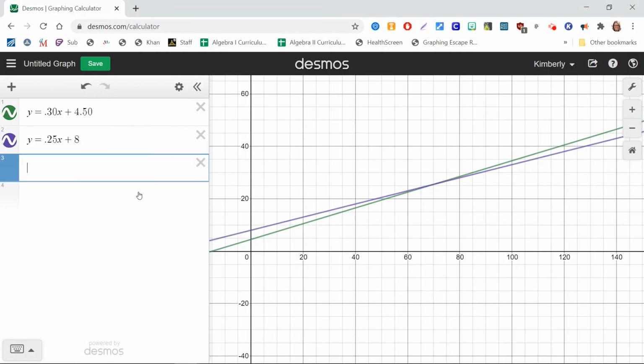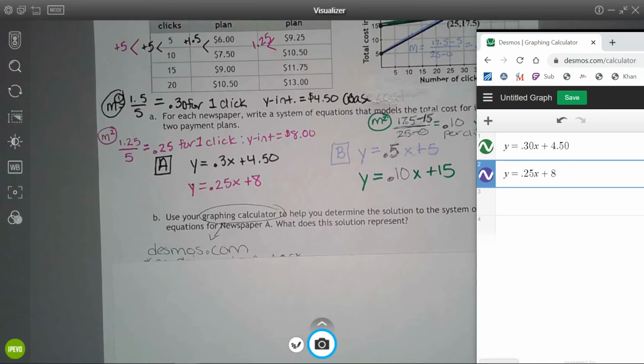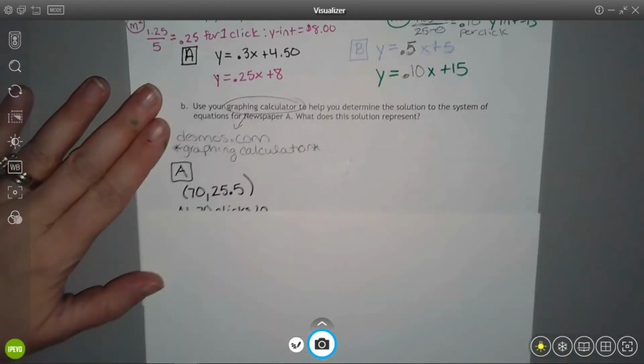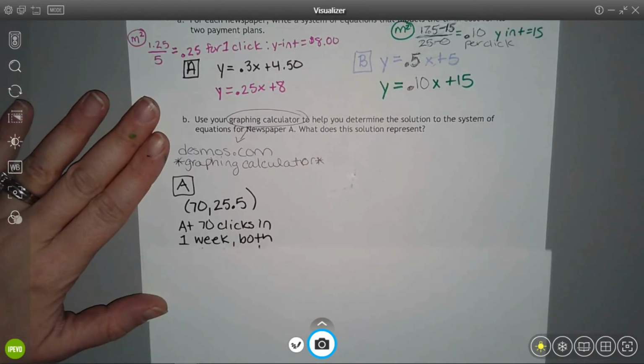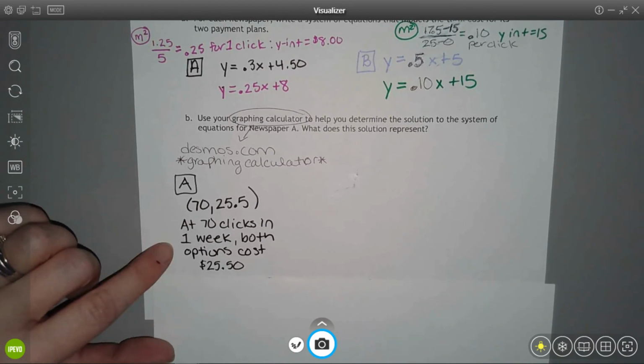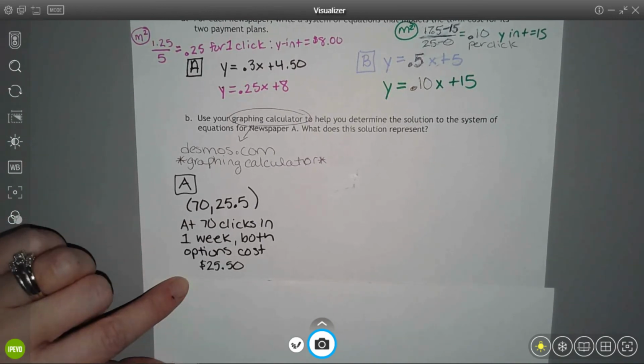Okay, so we can see the 2 equations here. And I see where they intersect is at 70 and 25.5. So let's go back to our paper here. I wrote that number down. What that means is at 70 clicks in 1 week, both options cost $25.50.